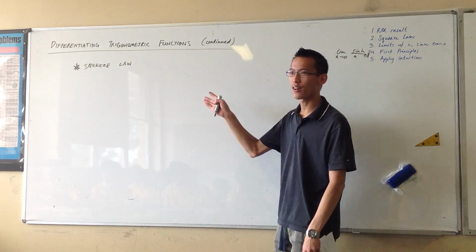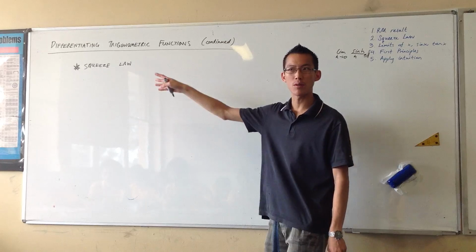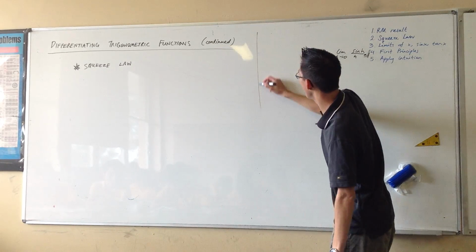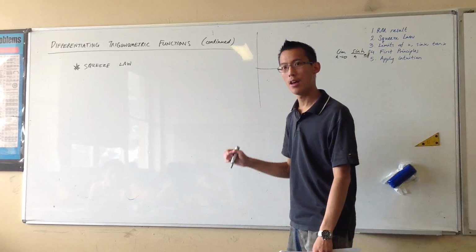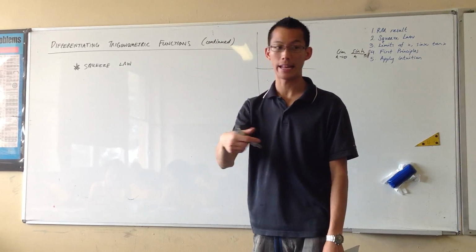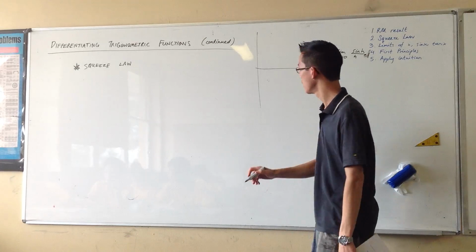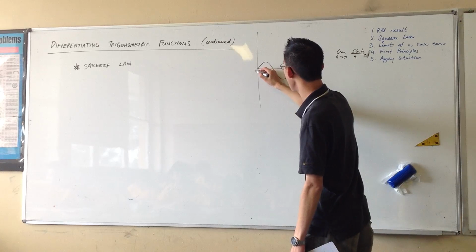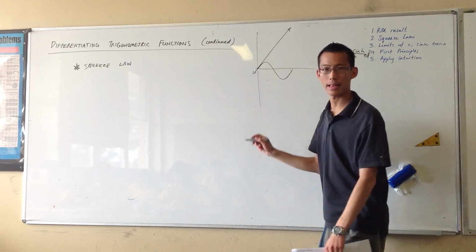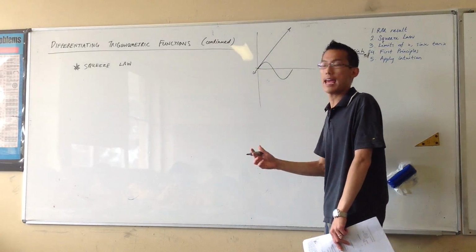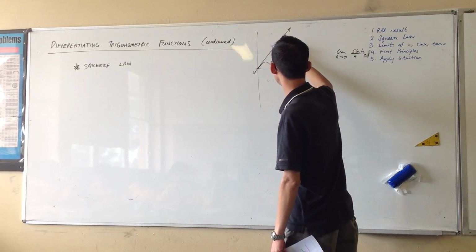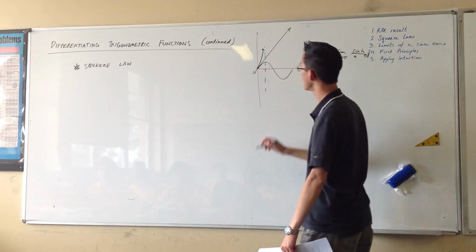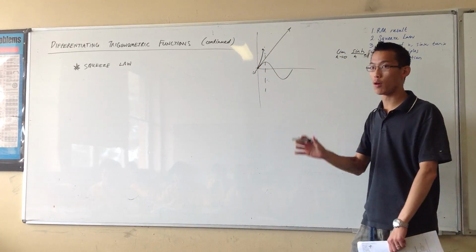So, to start off with, before I explain what the squeeze law is, I want to give you a scenario, which is similar to what we did yesterday. If you draw 3 graphs on top of each other, and I'd like you to actually draw these just roughly. If you draw sine, then you draw x, the straight line, like so, and then you draw tan, which has an asymptote there.